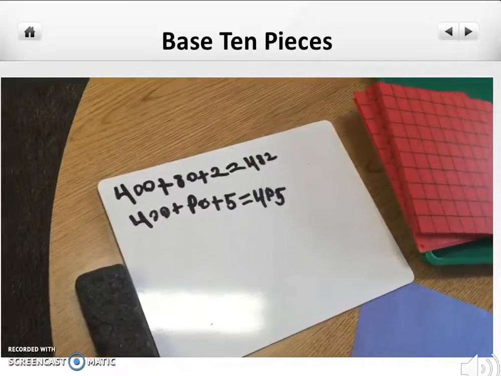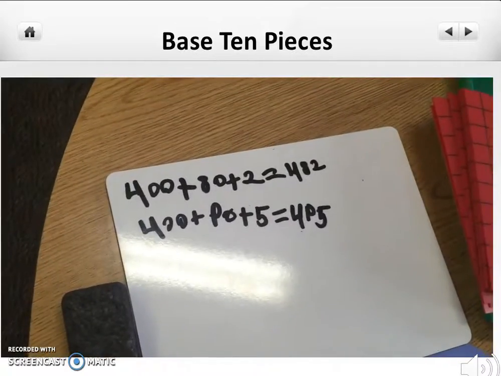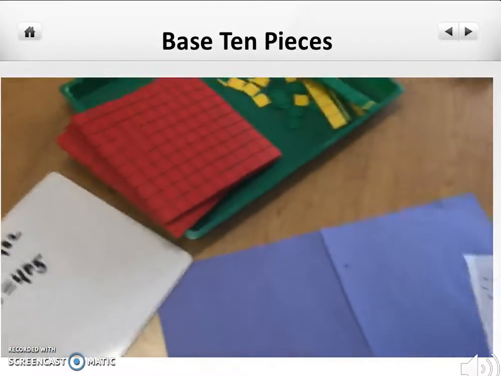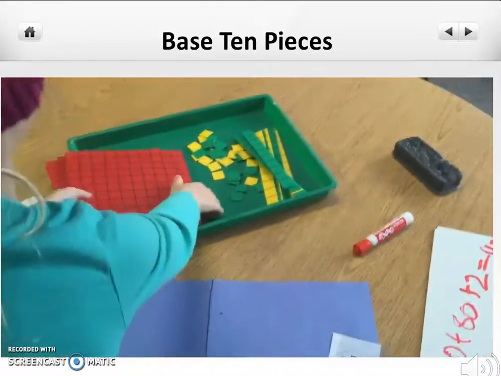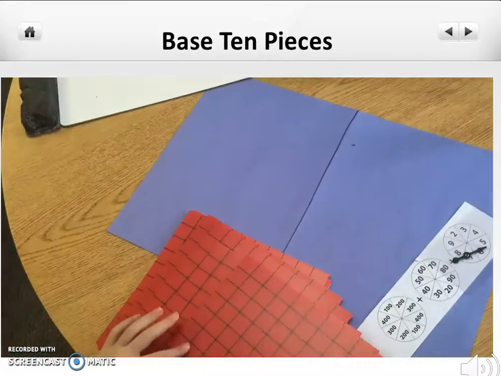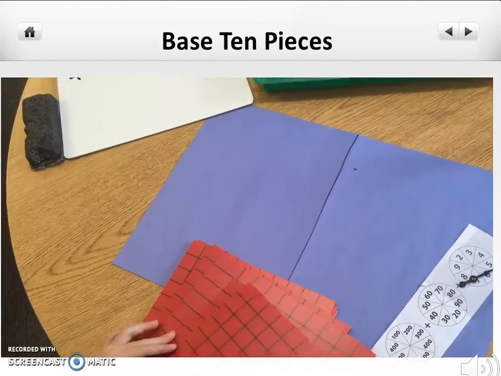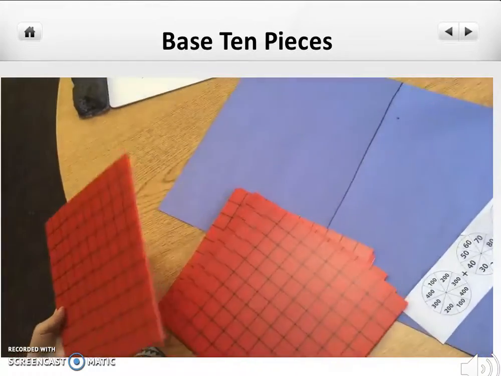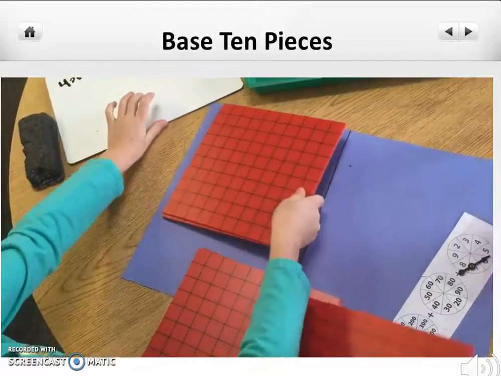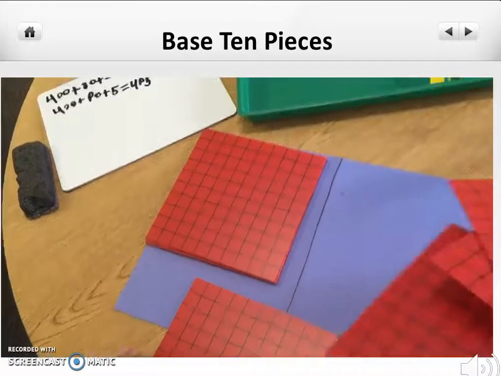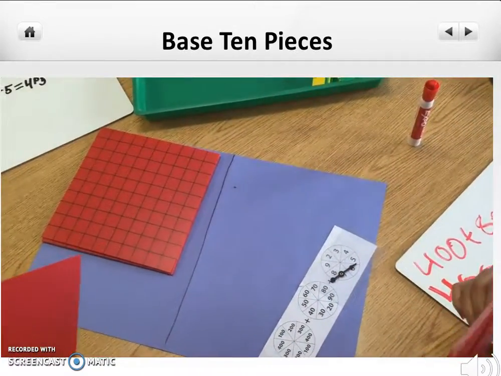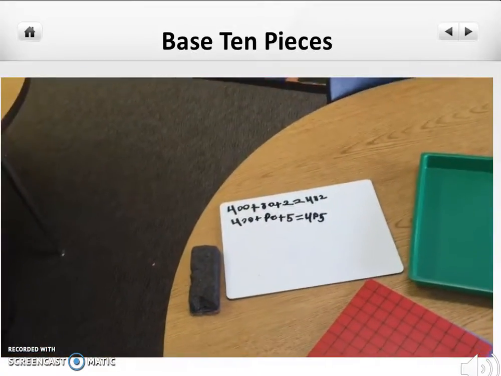Okay, so you're going to add 482 plus 495? Yeah. Okay. So what are you going to do first? We're going to get the 400s. Okay. So each number has 400s. Yes.